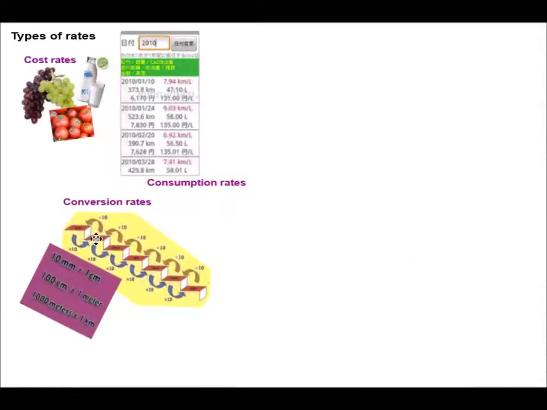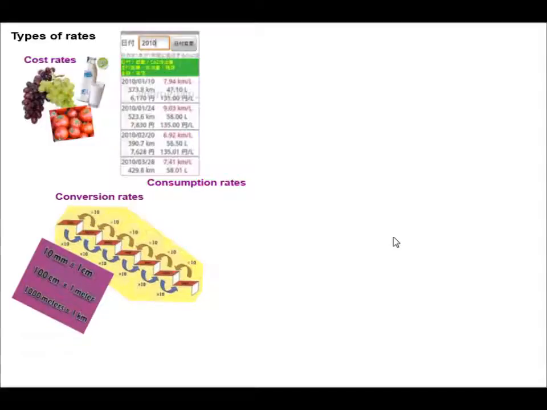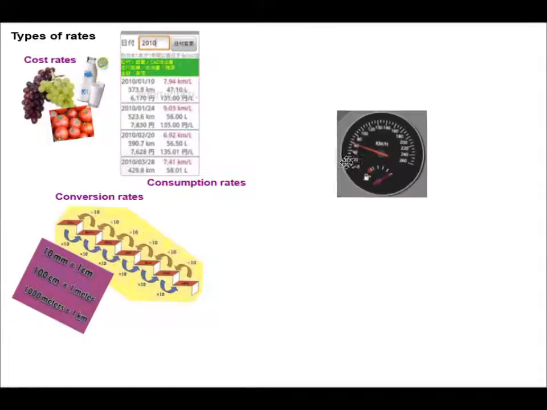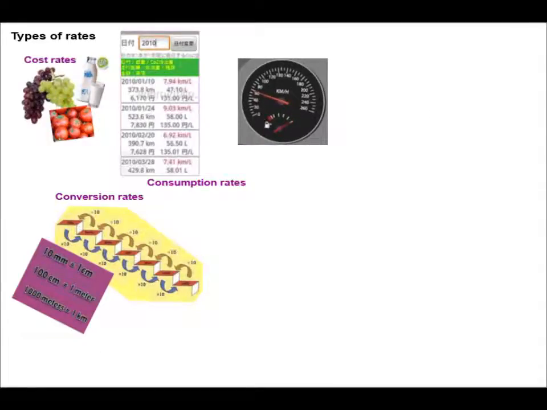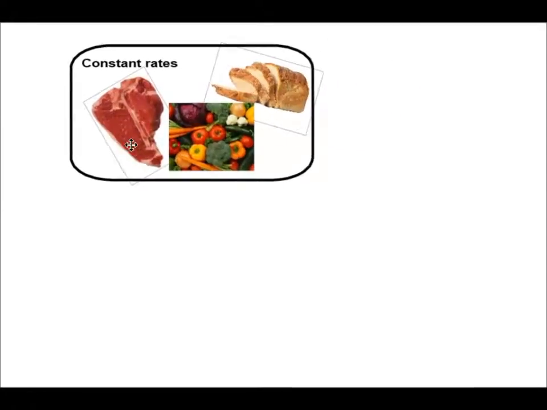We use rates when we do conversions. So conversion rates, for example, in the metric system, 10 millimeters per centimeter. 10 millimeters equals 1 centimeter. Your speedometer shows you how fast you are going, how many kilometers per hour. And then we also get time-based rates. Not only that, we get constant rates.